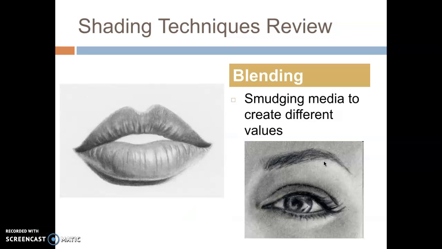The last one for a review is blending. You will have a tortillon or a blending stick in your bag of art supplies. That is that white thing that's paper rolled up real tight. Blending creates very soft transitions of values. It's just when you're smudging whatever media you're using to create different values. So if you're trying to get something to look as realistic as possible, like a face, blending would be a good choice for a shading technique.